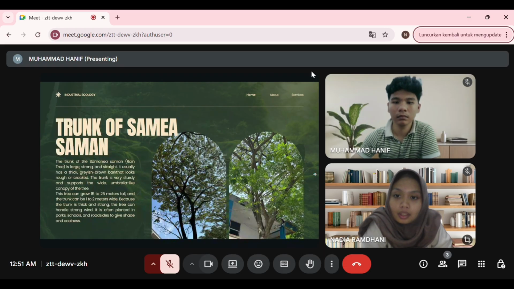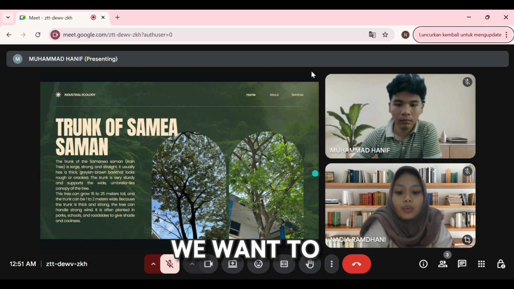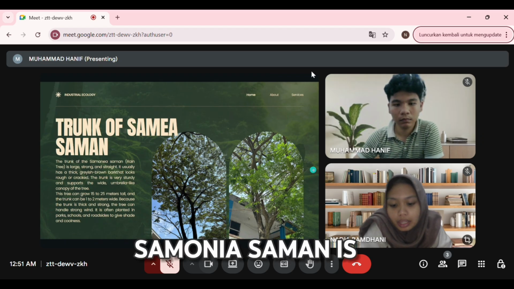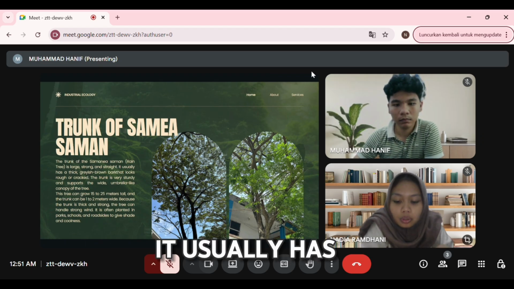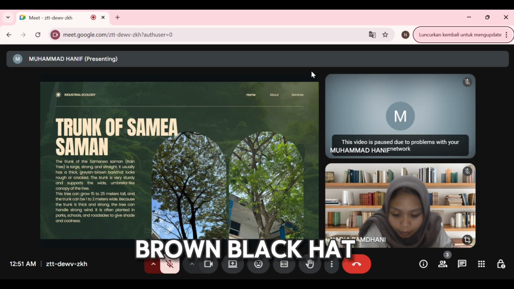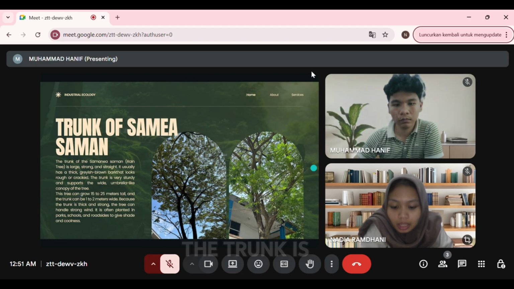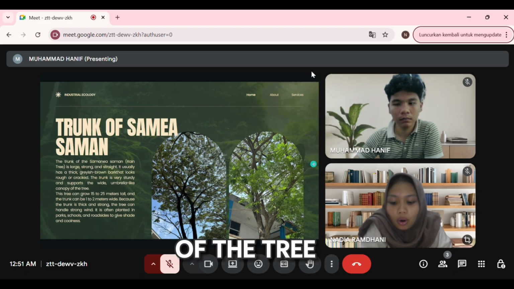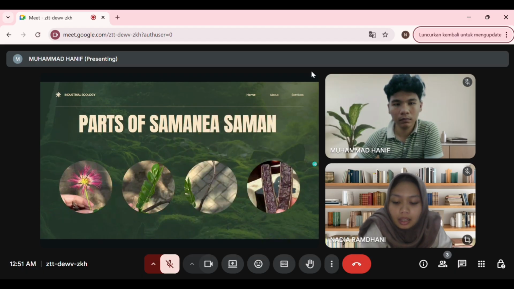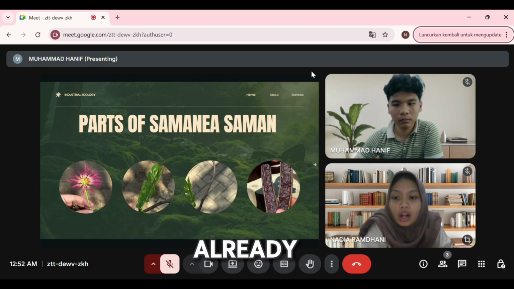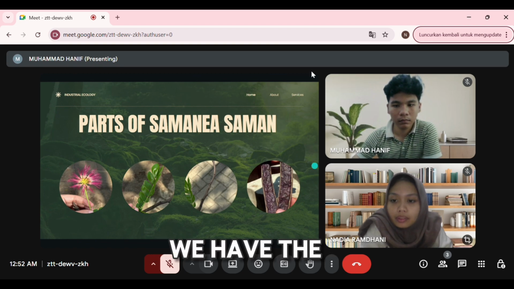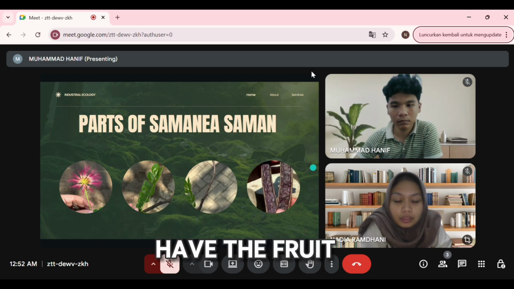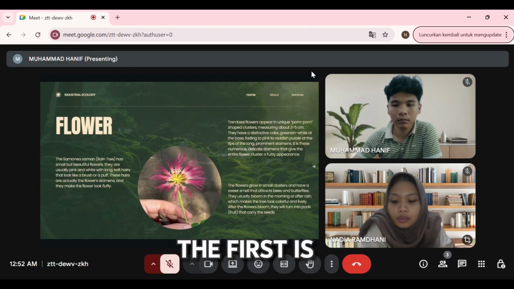Next. Then the next we want you to see the trunk of Samanea saman. The trunk of Samanea saman is large, strong, and straight. It usually has thick, rough brown bark, looks rounded or cracked. The trunk is very sturdy and supports the umbrella-like canopy of the tree. Next. So these are the parts of Samanea saman that we already know. The first one we have the flower, and then we have the leaf, the branch, and the fruit.